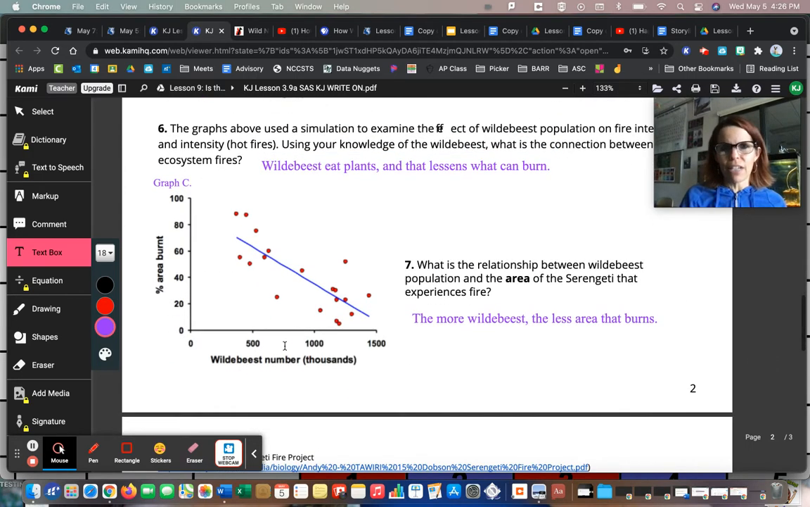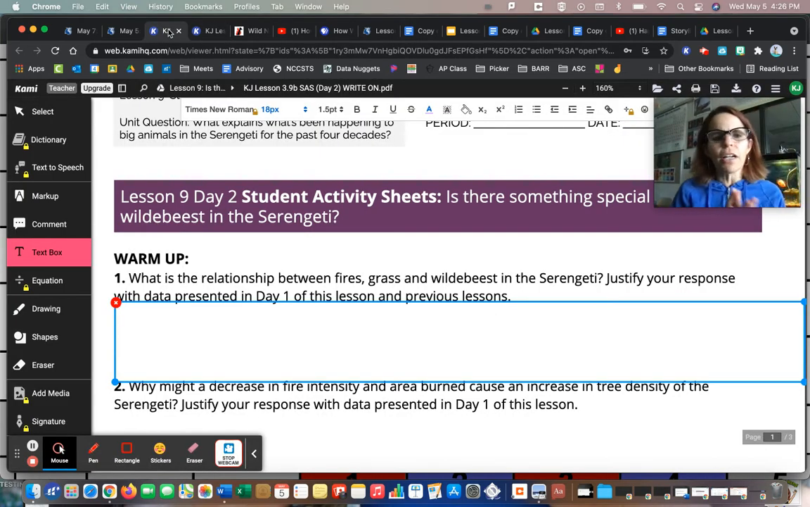Now, another piece of data. Remember, we looked at this graph and saw that the area getting burned by grass fires goes down as the wildebeest population increases. This number, 1,500 thousands, means 1,500,000 animals. So when the wildebeest population is at its highest, the percent of land that's getting burned is at its lowest. Okay, so let's try to answer that first question, the relationship between fires, grass, and wildebeest.